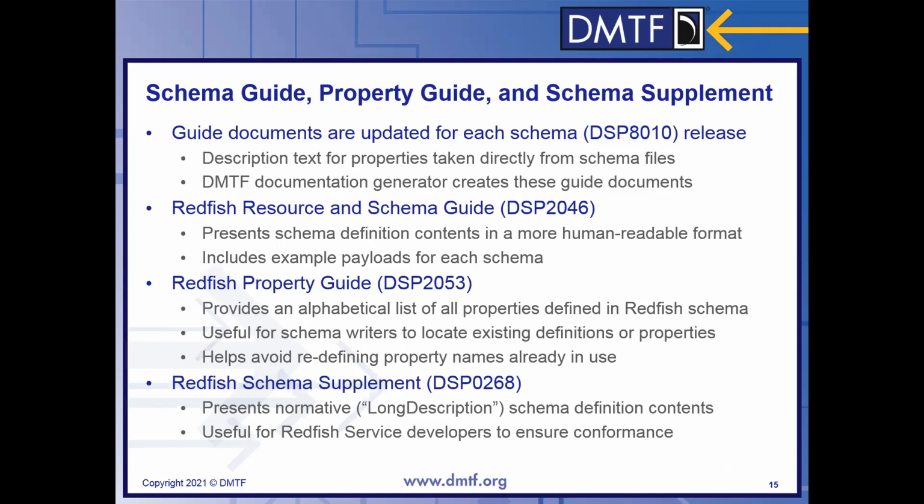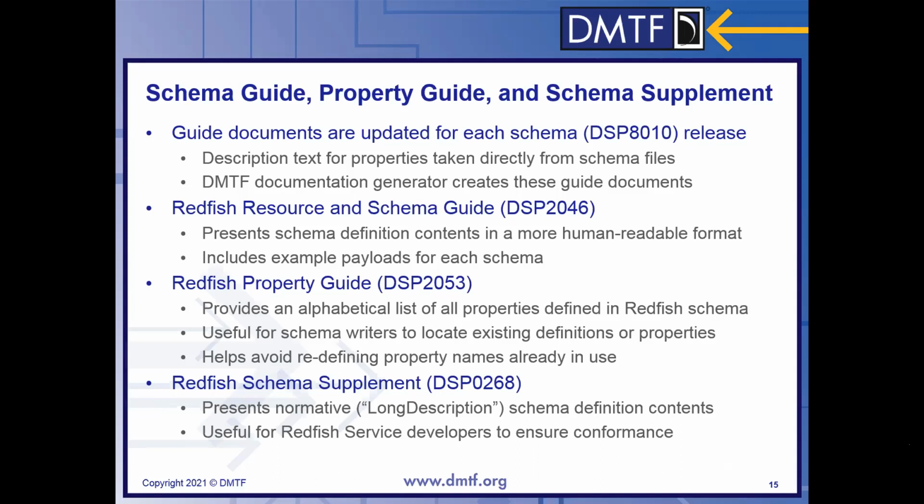All right. So the other material that we've published as a part of the 2020.4 release, we get into the habit of having a schema guide, property guide, and schema supplement. These are all documents that get produced based off of the text that goes into the schema bundle. So DSP 8010 has a lot of descriptions. It's all schema, and so it's not always the easiest to read from a human perspective. And so we have tools that will automatically take that schema bundle and produce appropriate material that is easier to pass off to developers or other humans to digest.